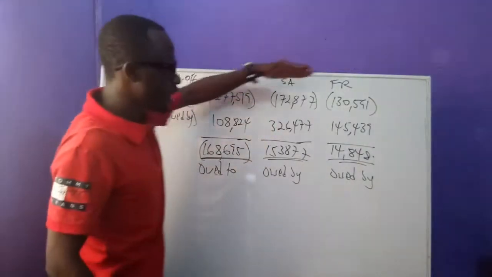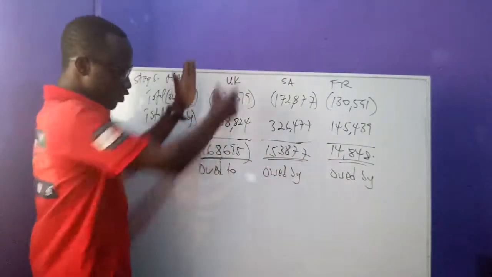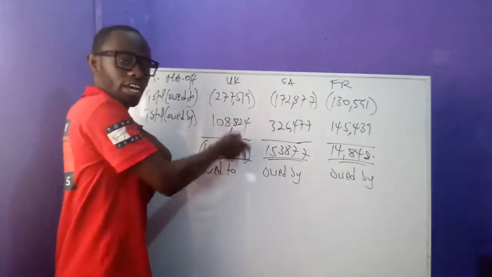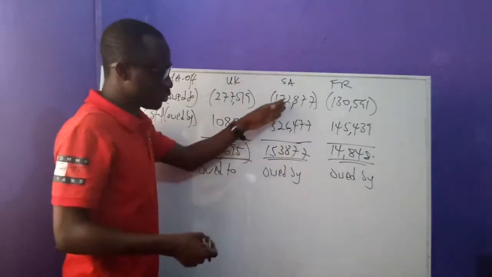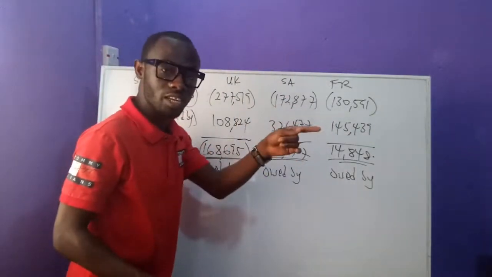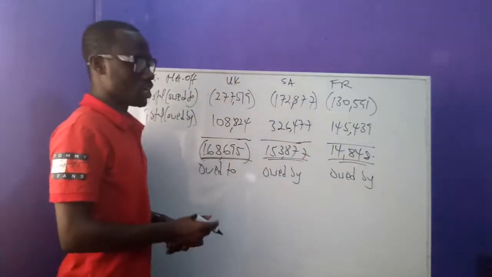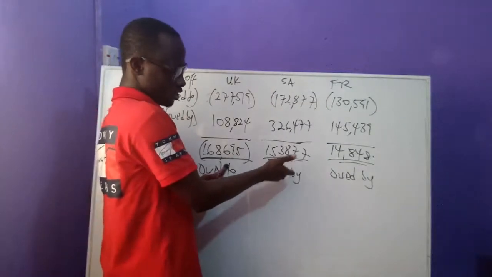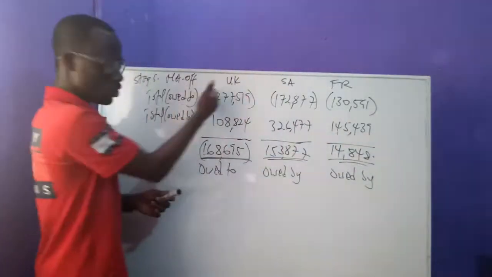So this is the total amount they are going to be receiving. This is the total amount they should be paid. If you net it off, the UK company still has to receive 168,695. The South Africa company, because their payment is more than how much they are supposed to receive, has to pay an extra 153,877. Then the France company, the same thing. They are going to pay an extra 14,848. But the question we ask is, if the South Africa company and the France company still owe, who do they owe? They owe the UK company.